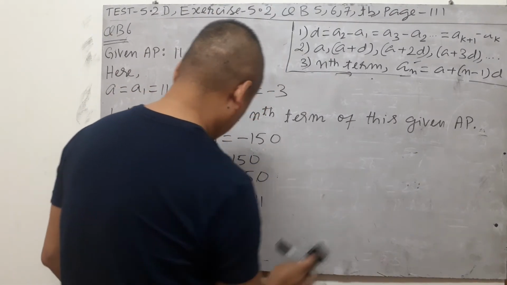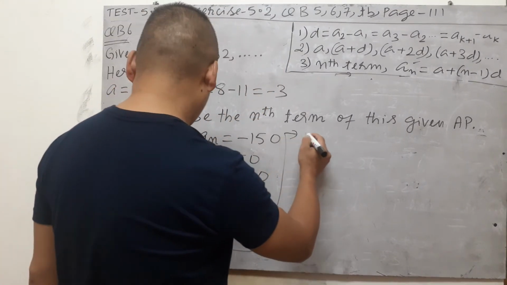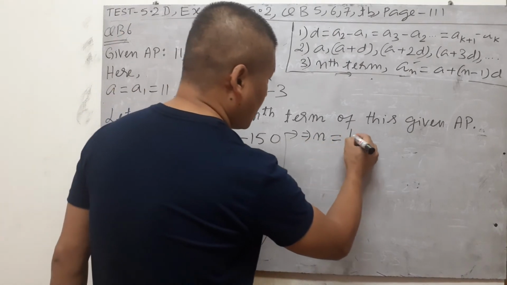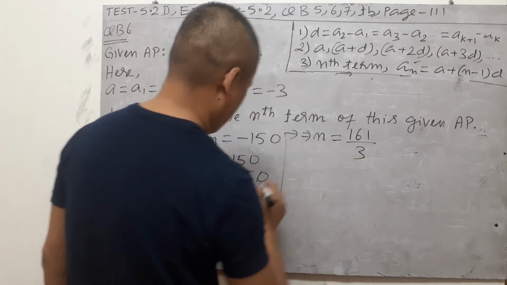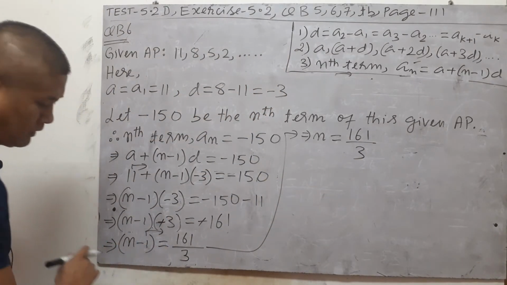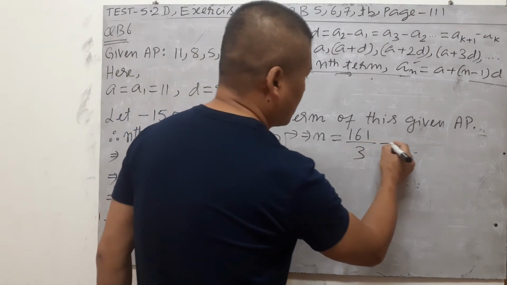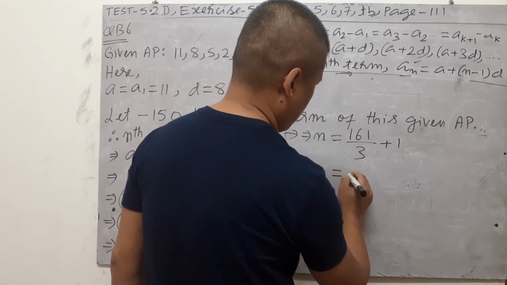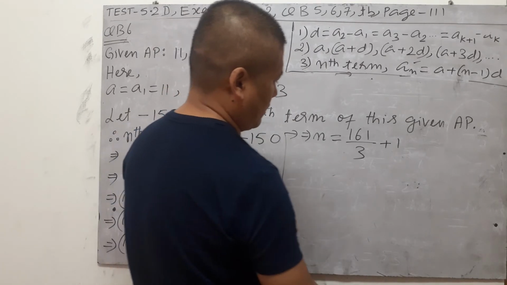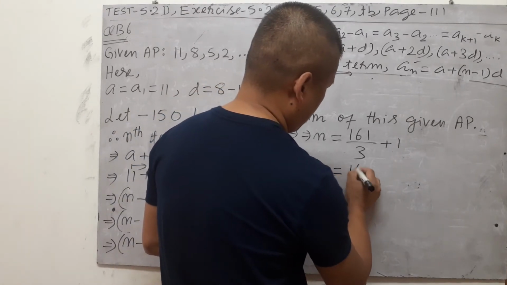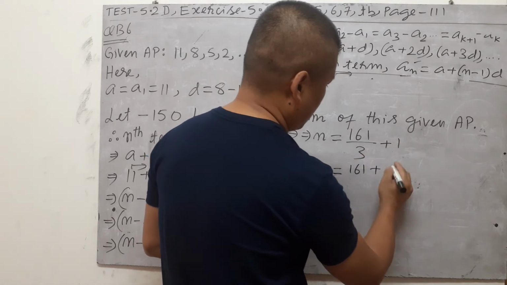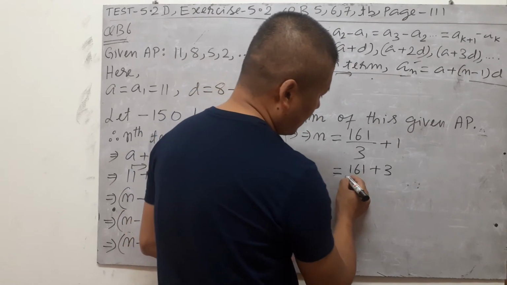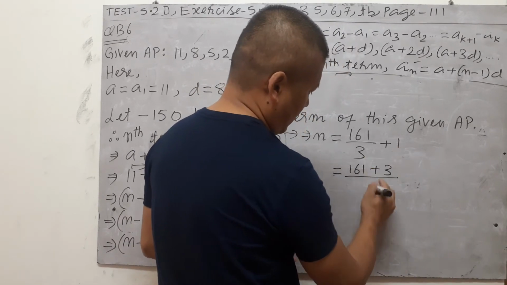Then, as you go on, that implies n will be equal to 161 by 3. If we shift this minus 1 to the right side, then minus 1 becomes plus 1. So this is equal to 161 plus 3 ones are 3. Since you have multiplied up to here, a long line will cover up to that and divide by the LCM, 3.